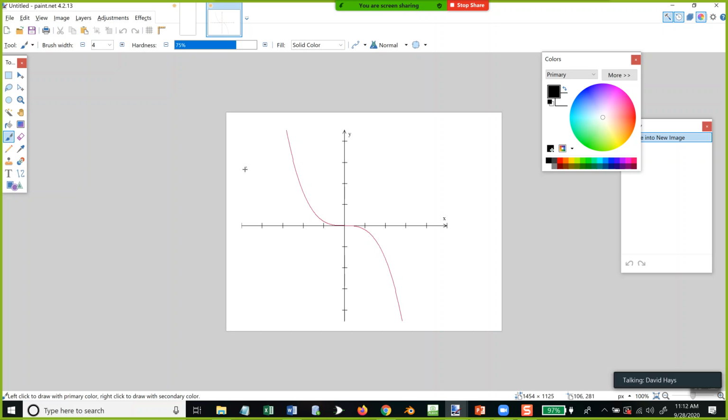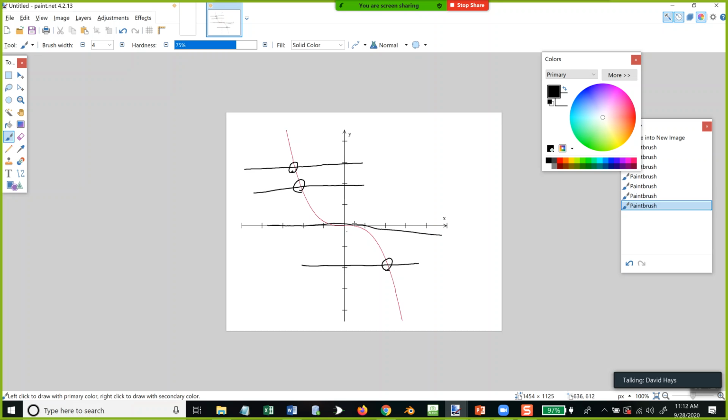whether I can draw a horizontal line that intersects in 2 or more places. No matter where I draw my horizontal line, the most it will ever intersect is in one place. You might say, well, what about if you draw it right here? Doesn't it intersect in many places? Well, if I zoomed in, we would see that it's not a straight line. It's still got a curve.